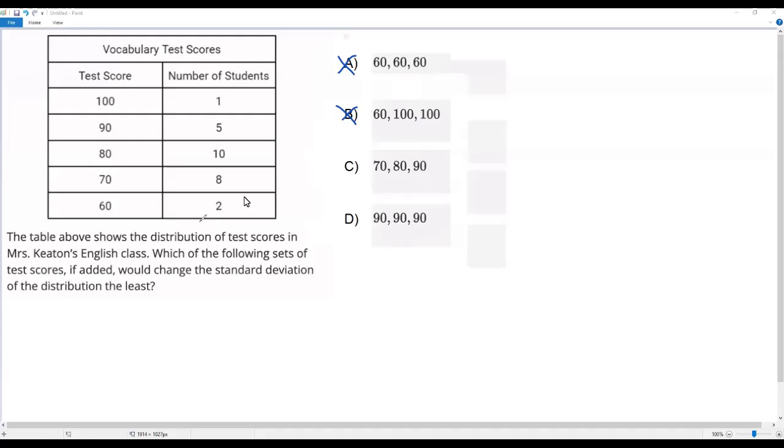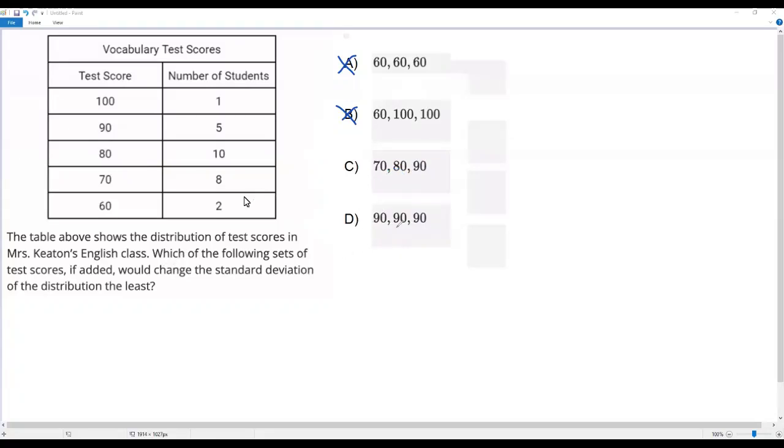So now option A and option B cannot be correct. So either option C or option D can be correct. So how do you have to decide whether option C is correct or option D is correct? In both options C and D, the 3 values are close to the arithmetic mean.